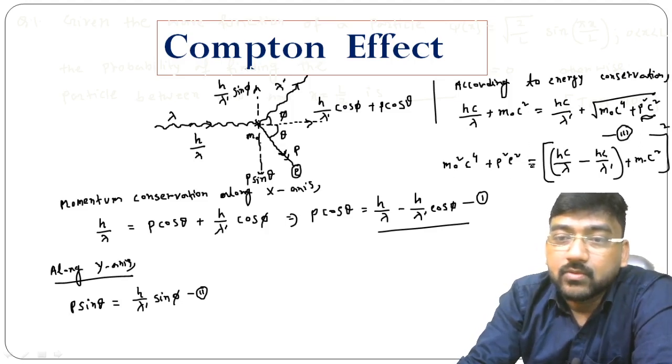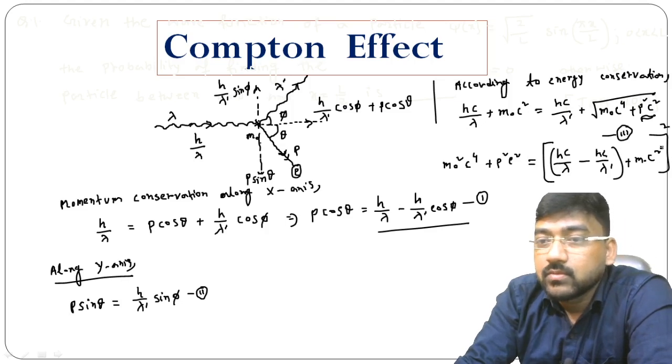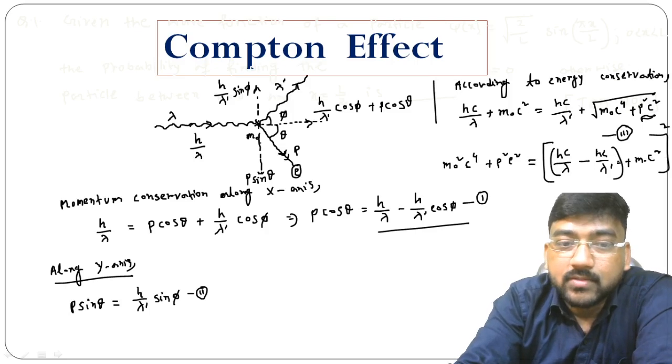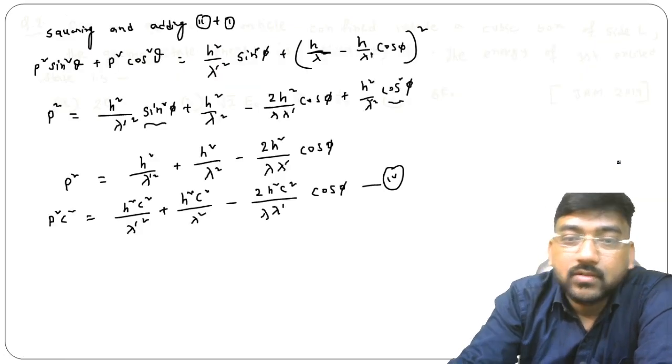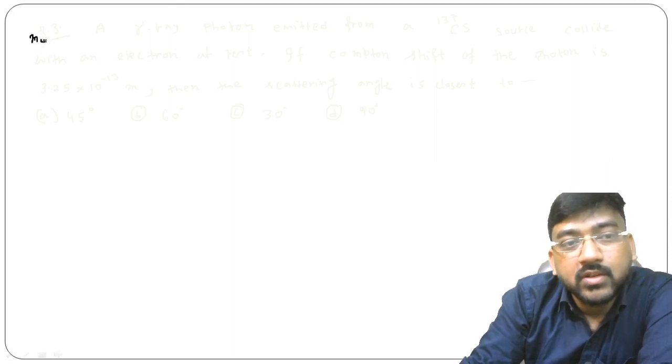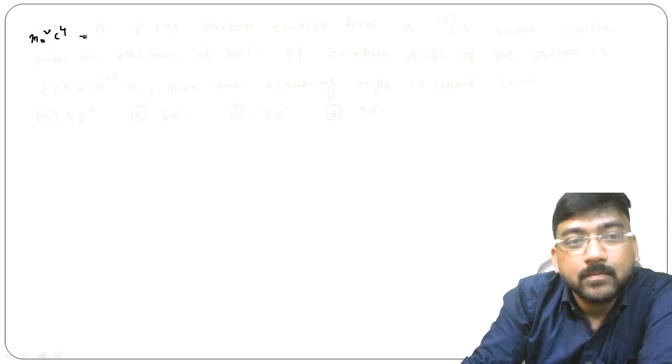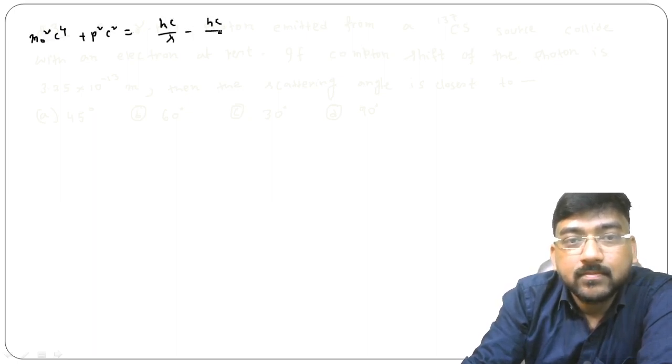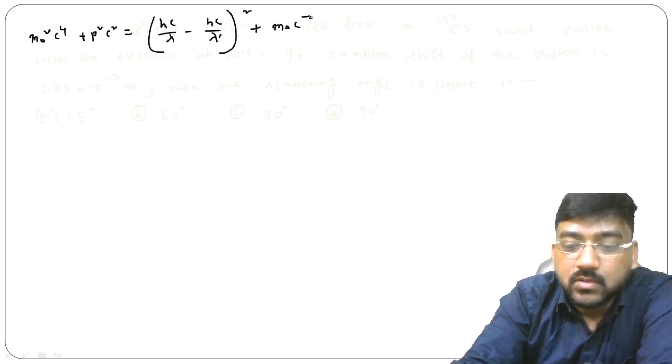Now if you square, this is again a plus b whole square. So what we will get? Let me write this equation here. So what we have: m0 square c to the power 4 plus p square c square is equal to hc upon lambda minus hc upon lambda dash, whole square plus m0 c square. Let me check again.